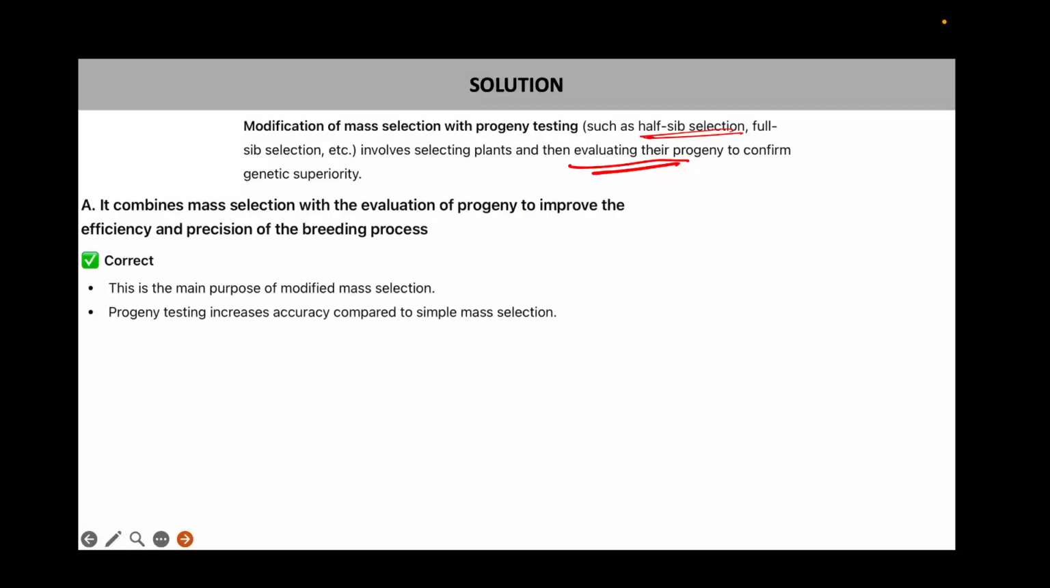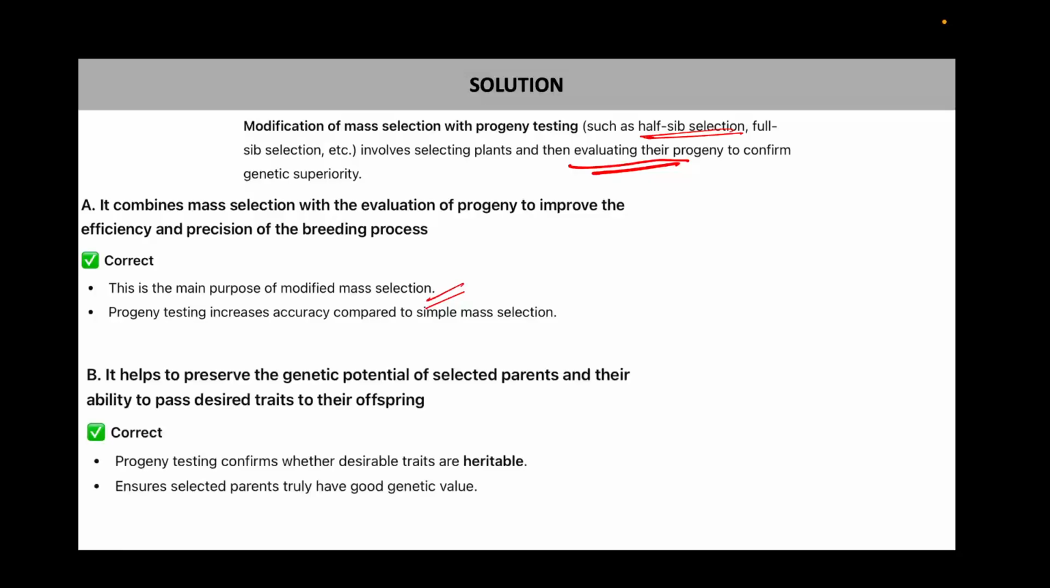Now, let's talk about the statements. So, the first statement was that it combines mass selection with evaluation of progeny to improve efficiency and precision of the breeding process. Yes, it is correct. This is basically the main purpose of the modification of mass selection. Then, progeny testing will increase the accuracy compared to the simple mass selection. Yes, of course, this is exactly what we are talking about in the half-step case. The progeny testing will be one step ahead of the simple mass selection. So yes, option A is correct.